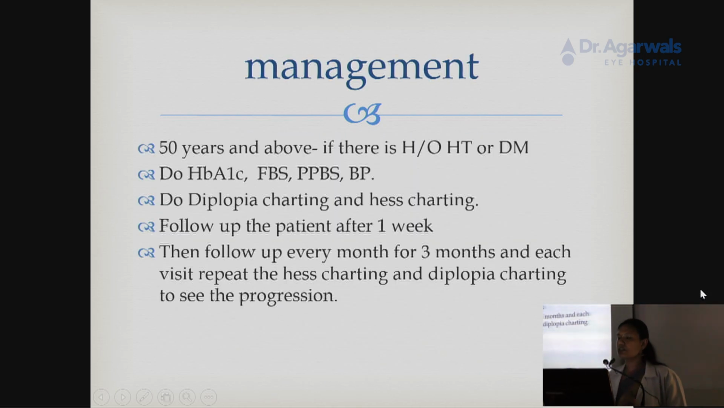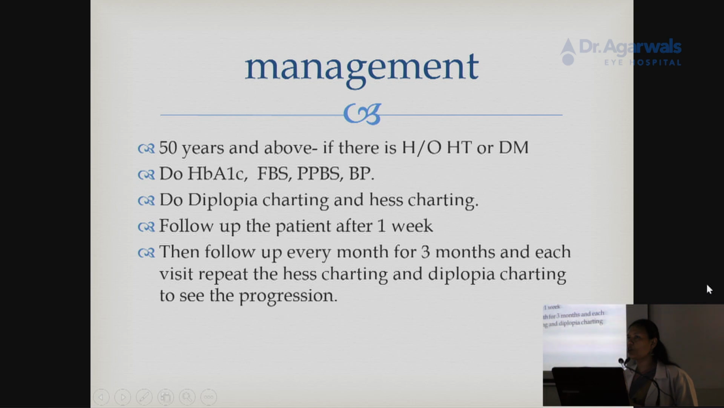So management. We now know that this is a case of a third nerve palsy. How are you going to go about the patient? If the patient is above the age of 50, obviously you are asking for a history of diabetes or hypertension. Even though the patient denies a history of hypertension or diabetes, please do glycosylated hemoglobin, fasting and postprandial blood sugars and BP, because so many times we diagnose diabetes and hypertension when the patient is in our clinic with a nerve palsy.